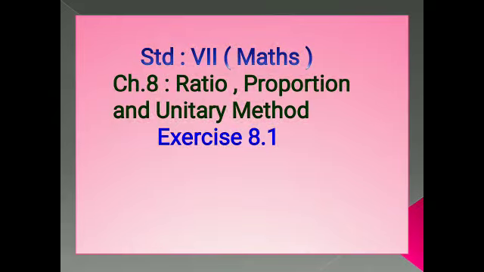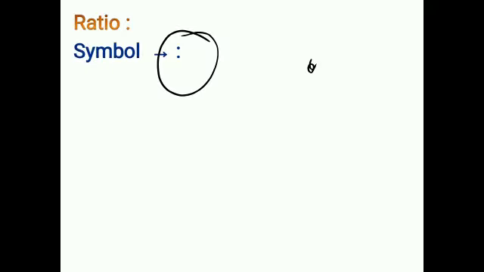Let's learn the next chapter, chapter number 8: ratio, proportion and unitary method. So the first point is ratio. The first point is the symbol. This is the symbol for ratio, that means these two dots.